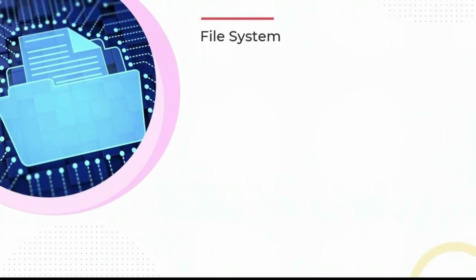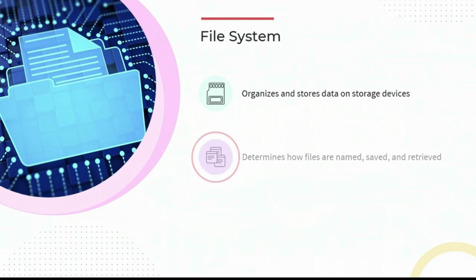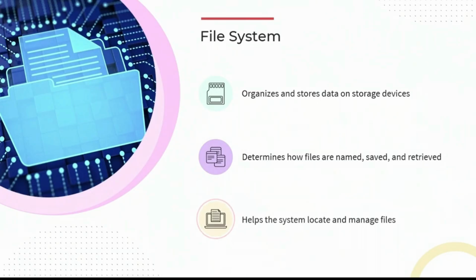Let's begin by defining what exactly a file system is. A file system is a method used by the operating system to organize and store data on storage devices, such as hard drives, SSDs, or USB drives. It decides how files are named, stored, and retrieved. The operating system requires a file system to manage all the files, much like a library needs a catalog system to organize its books. The computer wouldn't know where your files are or how to open your programs without it.